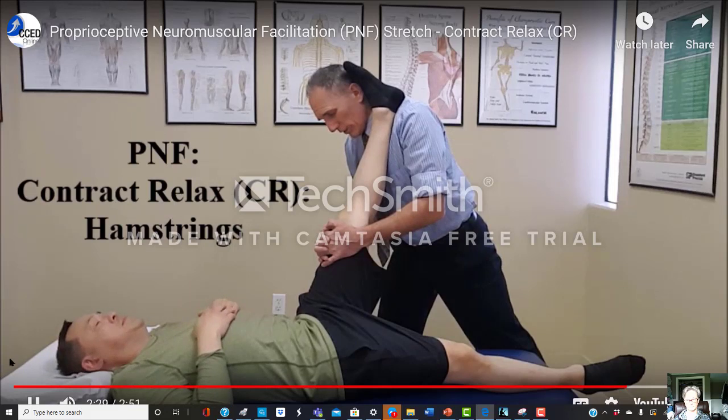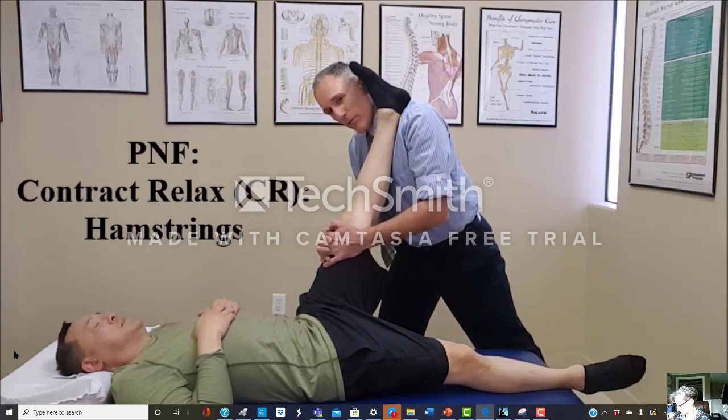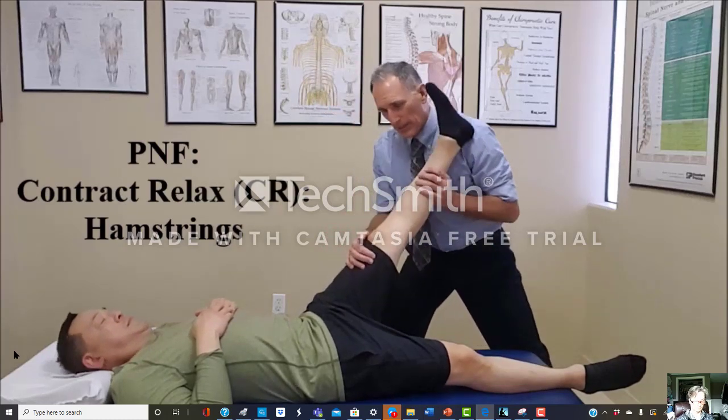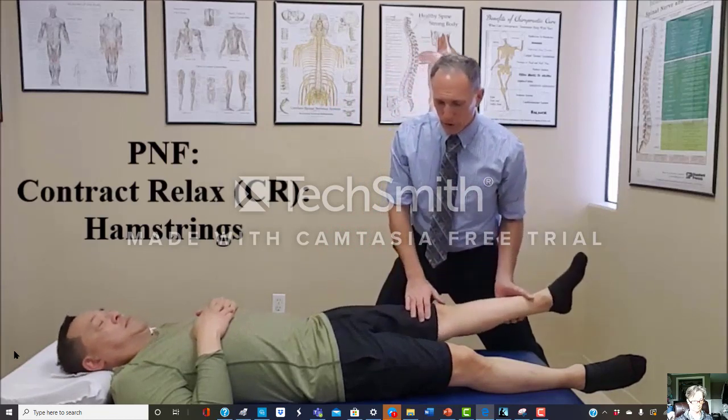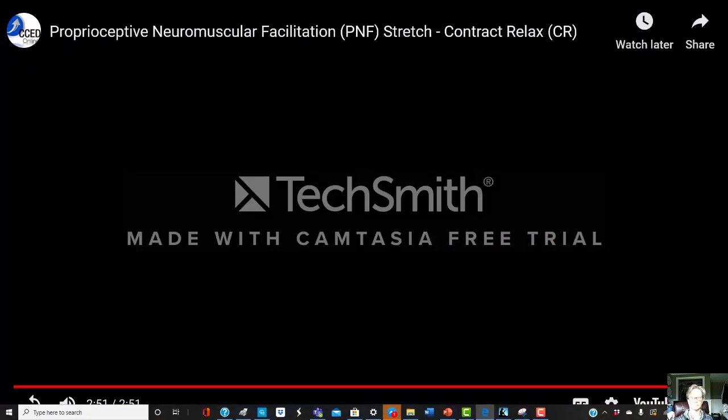And we're going to hold this stretch from 5 to 120 seconds, and we're going to repeat 3 to 5 repetitions when performing the contract-relax technique of PNF. And then when we're done, we're going to slowly lower the leg back to the starting position.